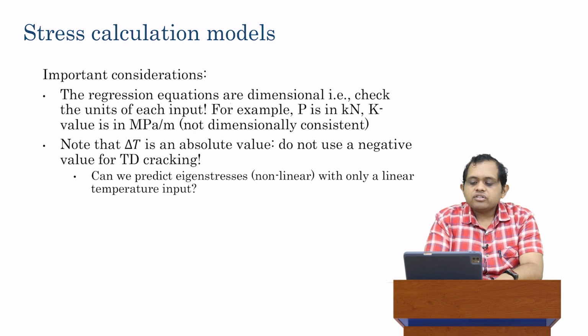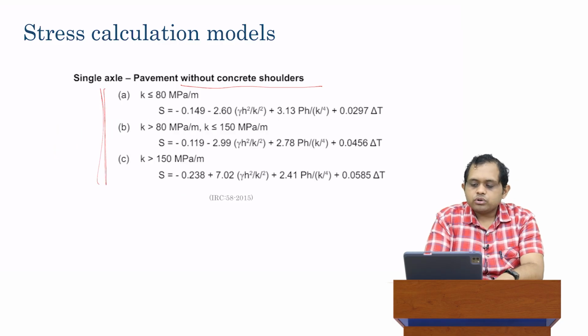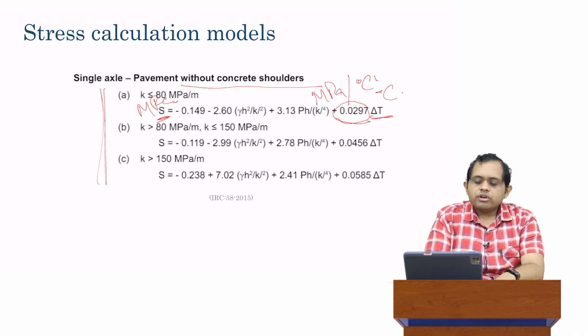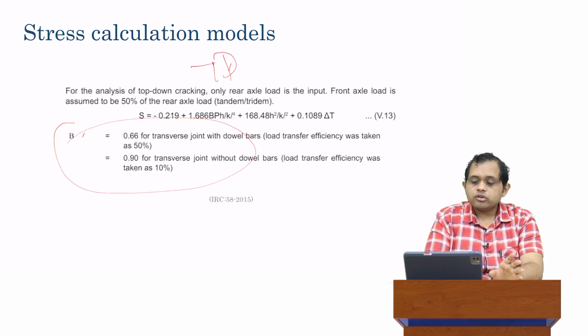These regression equations are dimensional. That means that every input actually has a unit. As a simple example to illustrate the point, here we are trying to calculate stress. The stress is in megapascal. Here we have delta T as an input. This is in degrees Celsius. So that means this coefficient over here actually has the units of a very odd unit of megapascal per degree Celsius.